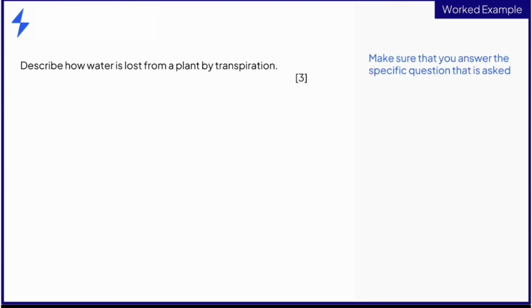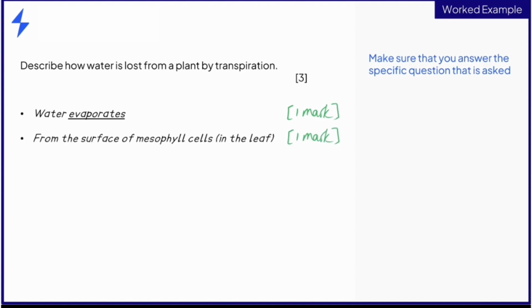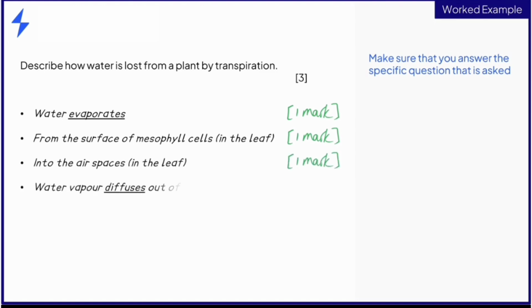Take note of exactly what the question is asking about. It isn't asking about the movement of water into the roots or through a plant, but focuses on transpiration. There are 3 marks available, so quite a detailed answer is needed. Your description should include the evaporation of water from the surface of mesophyll cells in the leaf into the air spaces. This water, now in the form of vapour, will diffuse out of the leaf through the stomata.